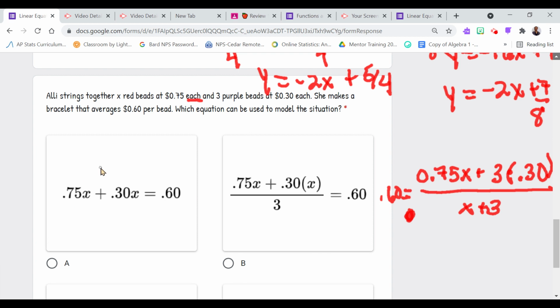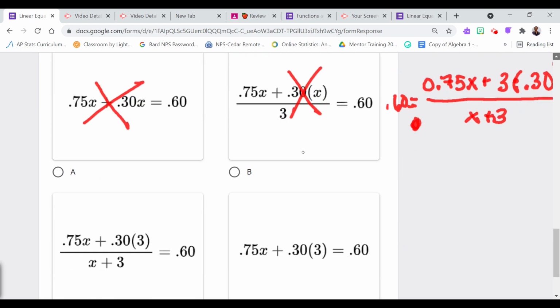So this one, we're not dividing, right? We're not finding an average. We're not dividing by the total number, so it's not that one. And plus, we're multiplying 0.3 by x. That's not right. We don't have the same number of red and purple beads. For this one, it looks promising. 0.75x plus 0.30x. Oh, wait. We're saying we have the same number of red and purple beads. We know purple beads is equal to 3, so it's not that one.